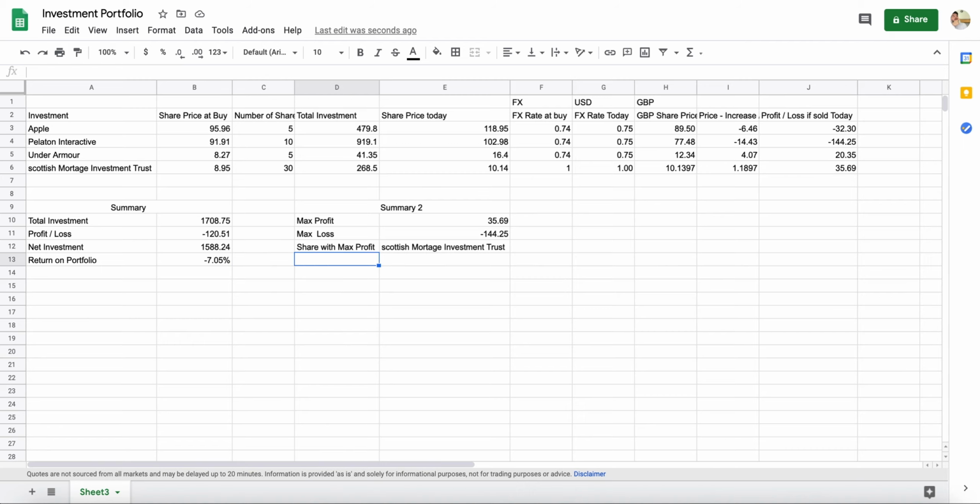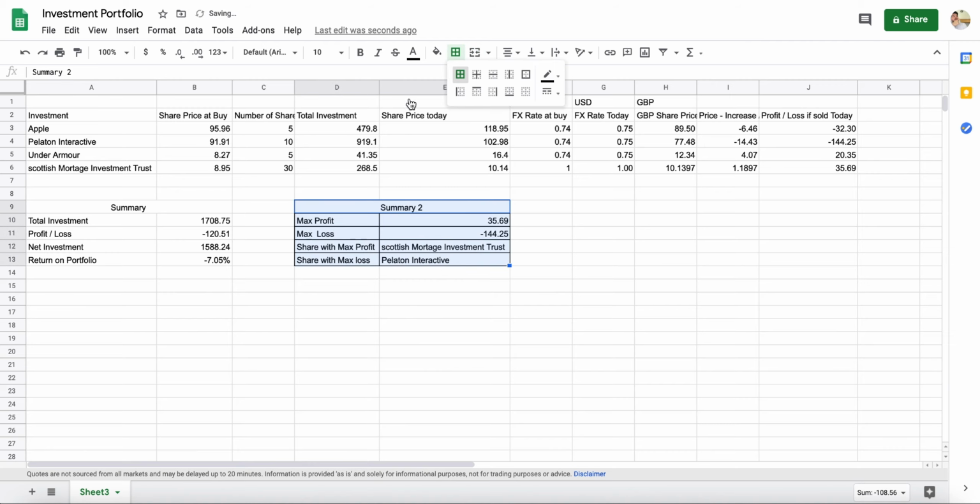Now we can also do the same thing to calculate which share is making the maximum loss. Again, using the lookup function, let's look this value up over here, and let's return this. So with the lookup function, you can see that Peloton Interactive currently produces the maximum loss in our portfolio. So this can be another summary table that you would want to create, or another insight that you would want.